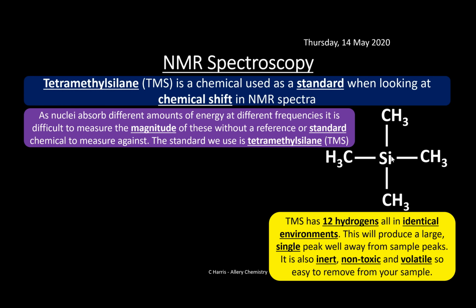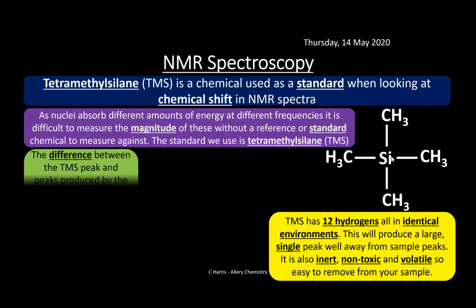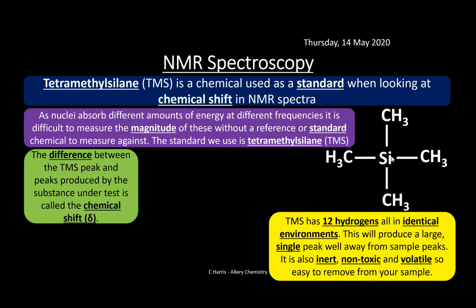So we mix our sample with TMS, and we calibrate our NMR machine to make sure that this TMS peak is 0, and then everything else is measured relative to that. So that's a standard recognized chemical to use in NMR. The difference between the TMS peak and the peaks produced by the substance under test is called a chemical shift. What you'll be given in the exam is a data book or data sheet, which will have your chemical shift tables on there. So you don't need to remember them, but you will see some examples in this video.